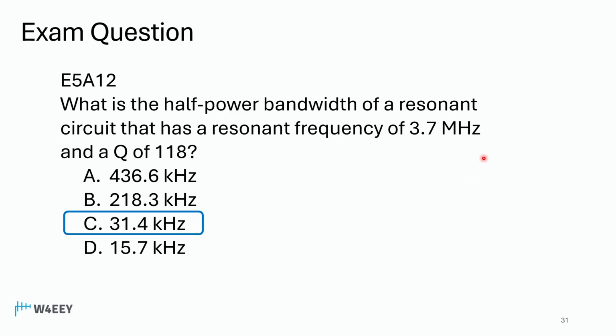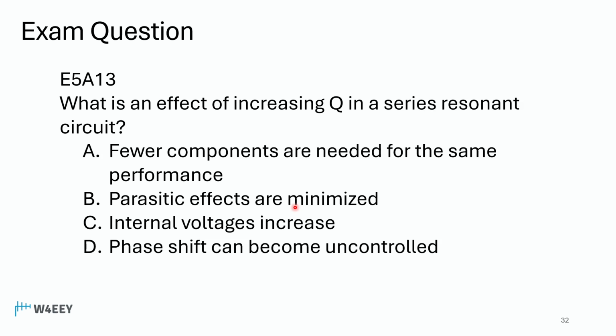And again, they give us the problem as a megahertz value, and it pops up in kilohertz. Well, I guess these all do. That doesn't help you any. But you know how to do it by the formula: 3.7 megahertz divided by 118. Great. What is the effect of increasing Q in a series resonance circuit?